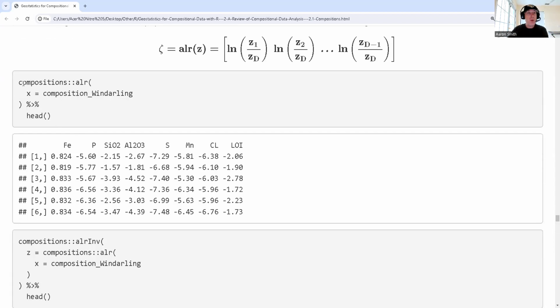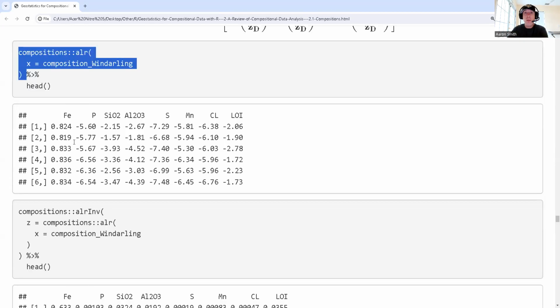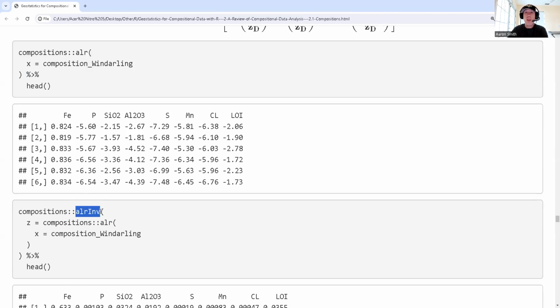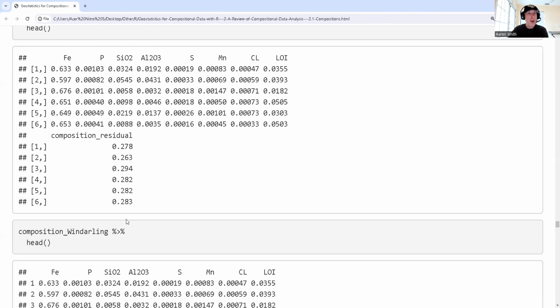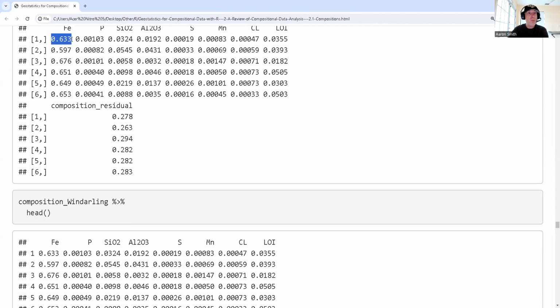Here is how we get the additive log ratio transformation using the compositions function. Once again, we have an inverse function to work with, and here is the inverse function. Once again, it uses the generalized inverse for this. When I do that, I will see that I get the same values. So here, 0.633, 0.633. Let's see, we've got 0.00083, 0.0083, and you can go through and check that up to rounding, they're the same thing.